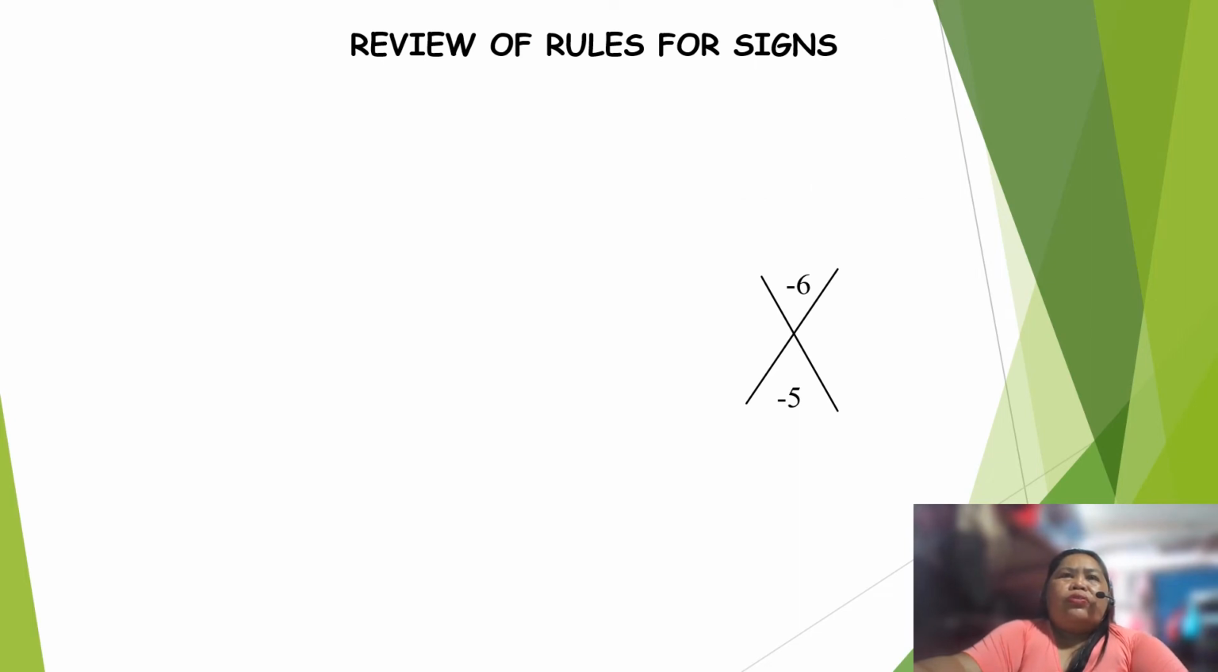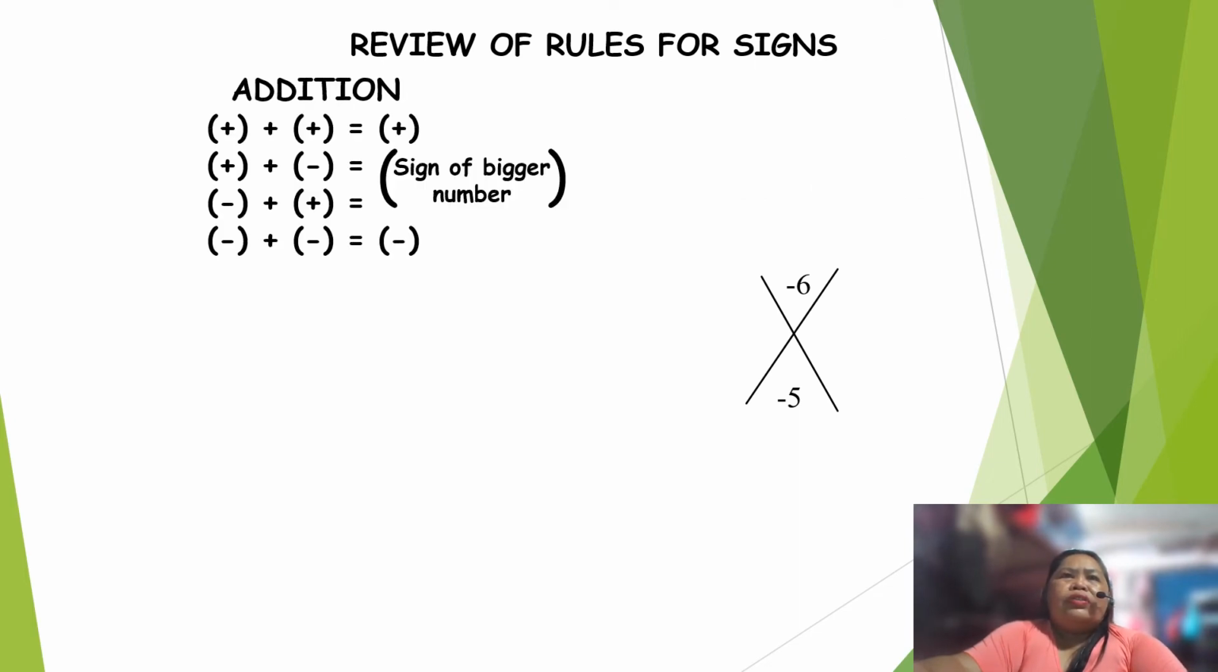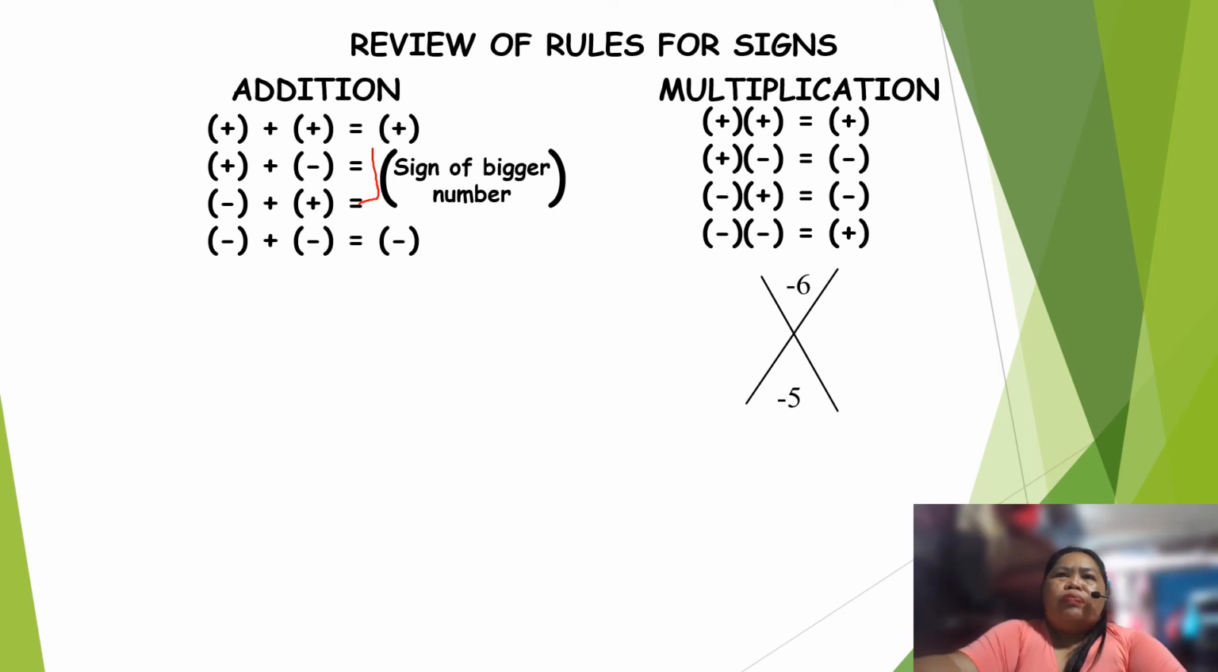So let us review the rules for signed numbers. In adding, positive plus positive is positive. Positive plus negative takes the sign of the bigger number. Negative plus positive also takes the sign of the bigger number. Negative plus negative is negative. Whichever number is bigger, we subtract and follow the sign of the bigger number. In multiplication, same signs give positive, and unlike signs give negative.